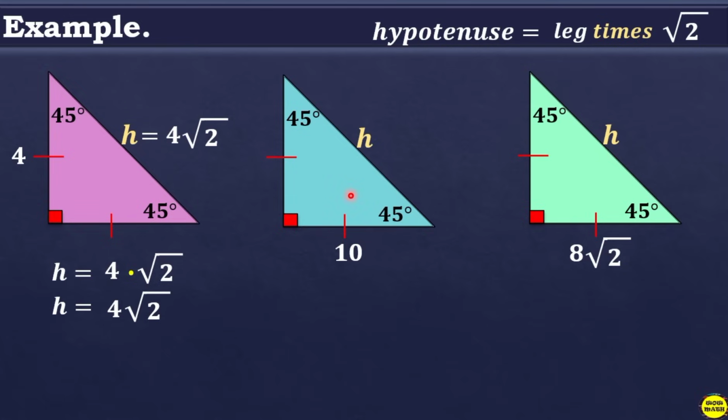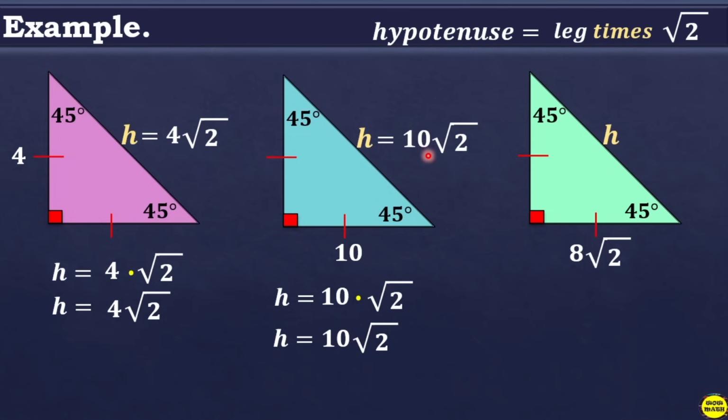Next, in this given, we have here our leg is 10. So your leg is 10, so 10 times square root of 2. So, that is 10 square root of 2. Next, paano naman kung yung leg ninyo ay may radical? Paano natin gagawin yan? Same procedure. Leg times square root of 2.